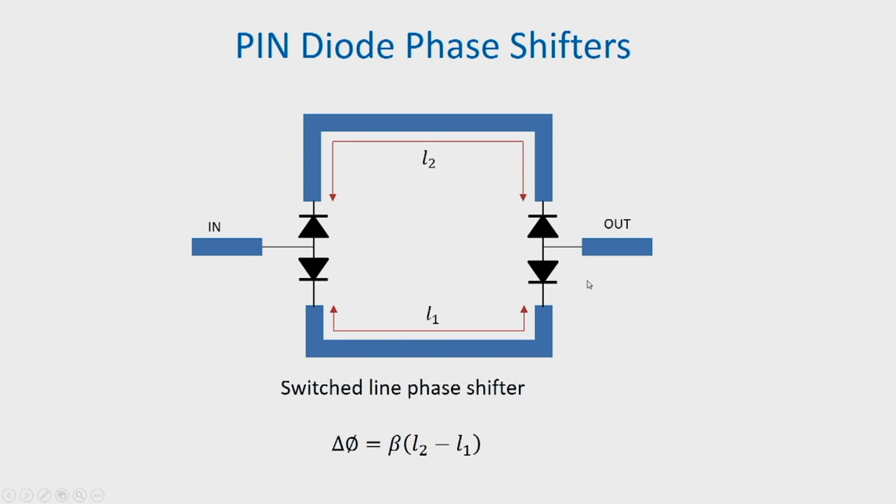At that time, the lower two diodes are kept in the open condition, and therefore, when the signal travels between input and output through the first path, a differential phase shift can be produced in the signal travelling from input to output, depending upon whether it is going through the transmission line of length L1 or the transmission line of length L2, and this differential phase shift delta phi is given as beta into L2 minus L1.